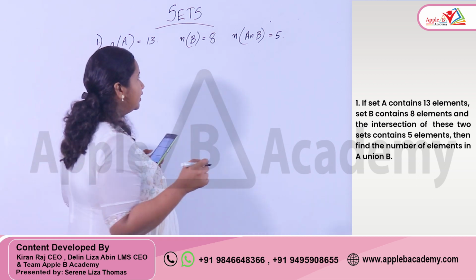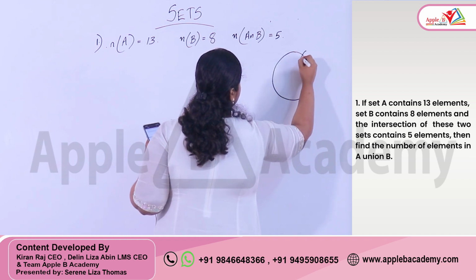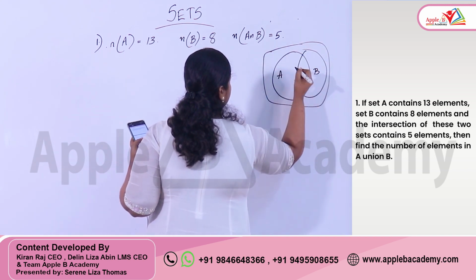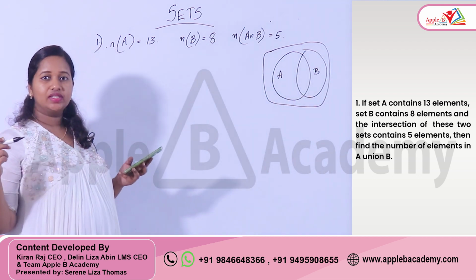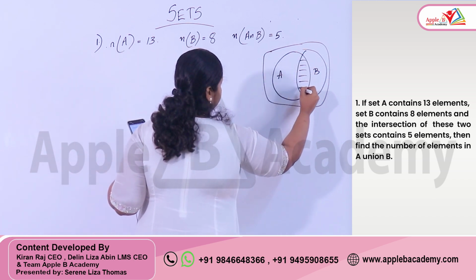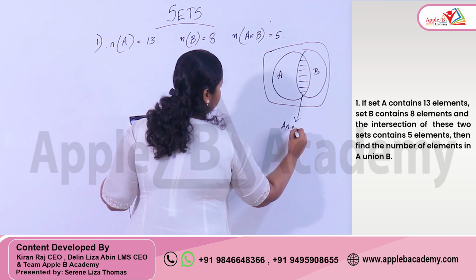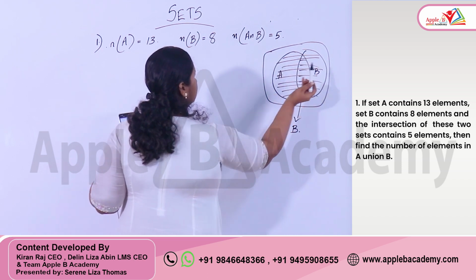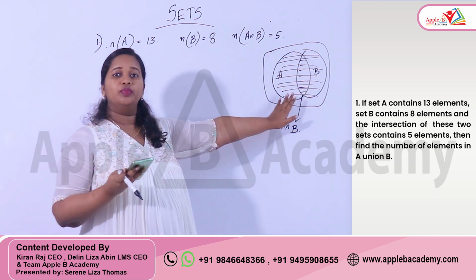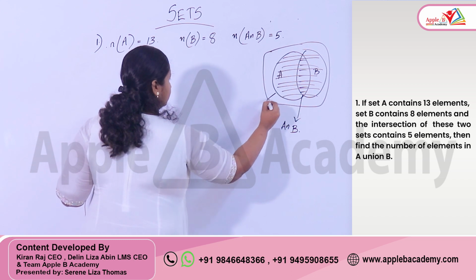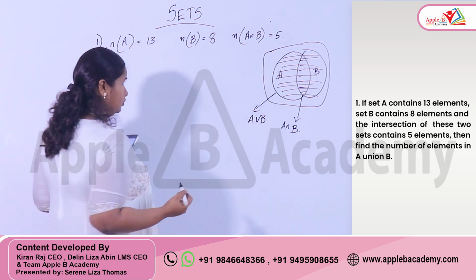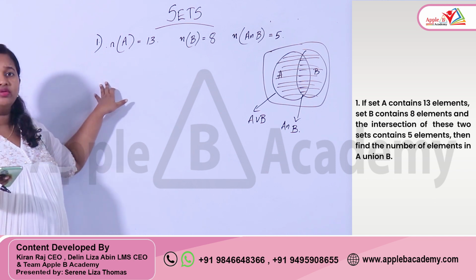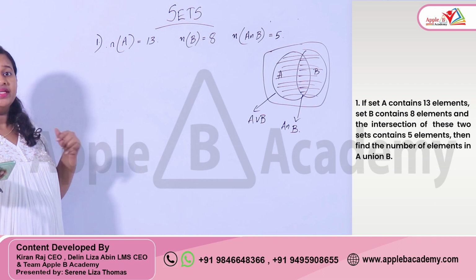When we draw the Venn diagram, the middle portion is the intersection of A and B. This is A intersection B, and this entire shaded portion is A union B. So in this question we need to find the number of elements in A union B.